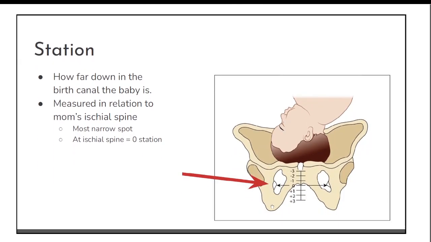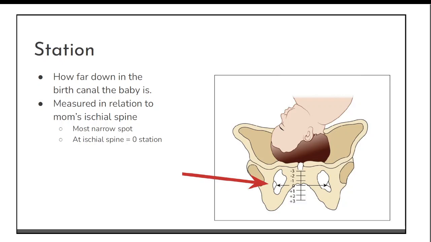This is measured in centimeters relative to the ischial spine. Okay, the ischial spine, if you shift back and forth, you can feel those bones that your pelvis has, right? Those are your ischial tuberosities. If I get my little pointer out, you can see those ischial tuberosities right here. That's what you can feel when you shift back and forth a little bit. And between those ischial tuberosities is the most narrow part of the pelvis. So when the baby is 1 centimeter above them, we say they are at -1 station.